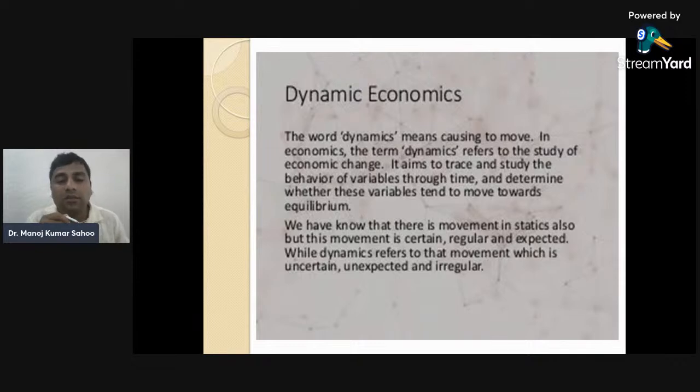We know that there is movement in statics also, but this movement is certain, that is constant, regular and expected. While dynamics refers to that movement which is uncertain, which cannot be predicted, which cannot be calculated, unexpected and irregular. So dynamics refers to the movement, the changes, the irregularity, unexpected things, uncertain things. Whereas in the static concept, the movement is static, which does not move. That is the static concept.